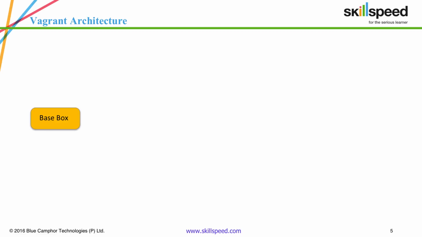Once you have done that, from that base box, whenever you create a new machine, it will have the exact same configuration. So the base box is the first and the basic requirement once you have Vagrant installed on any of the machines on which you want to work with Vagrant.